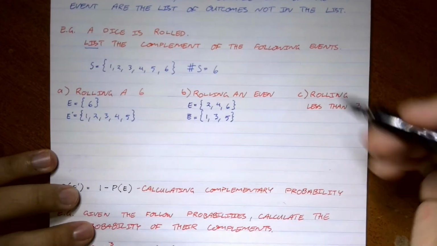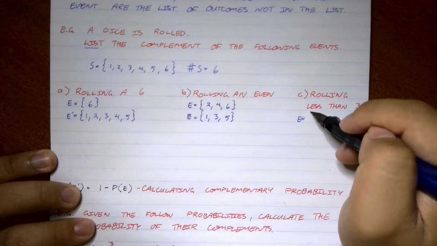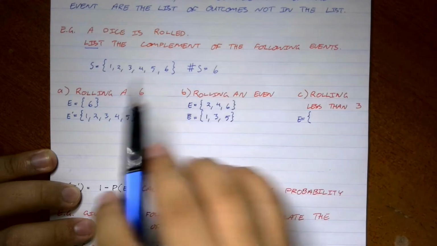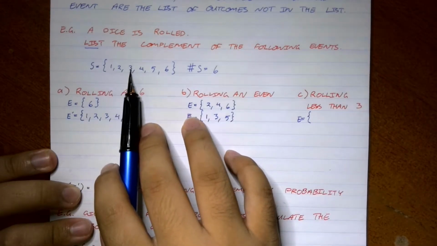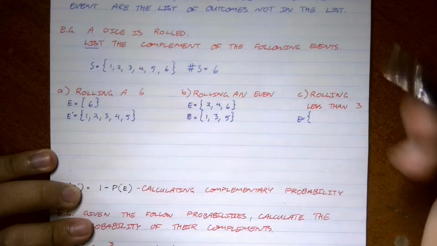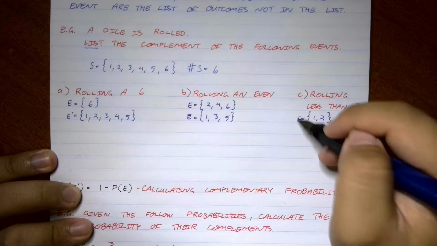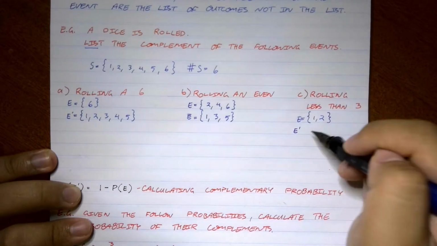Alright, let's move right along. Let's list the outcomes of E, rolling less than 3. Well, less than 3 is not 3, 3 is equal. So less than 3 is 1 and 2. So E is 1 and 2. Our event is 1 and 2. That's our list.